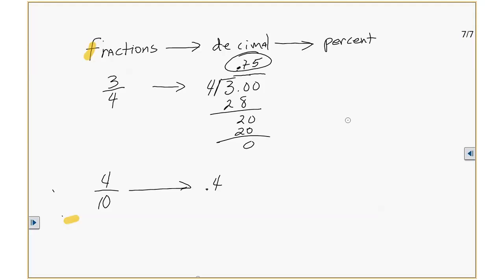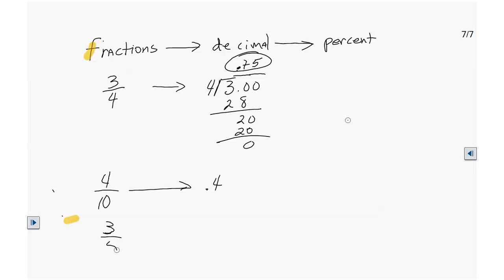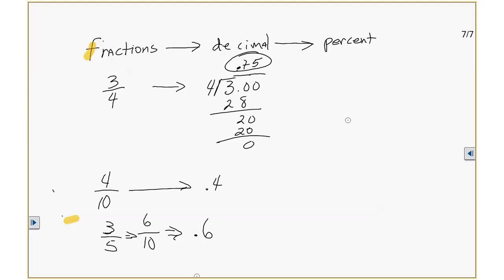How about 3/5? Well, 3/5 you don't have to divide because you can make that into tenths, can't you? That's equal to 6/10. So if you're changing a fraction into a decimal, you can either do it by dividing, or if there's a multiple of 10, you might be able to finagle it and just do the tens.